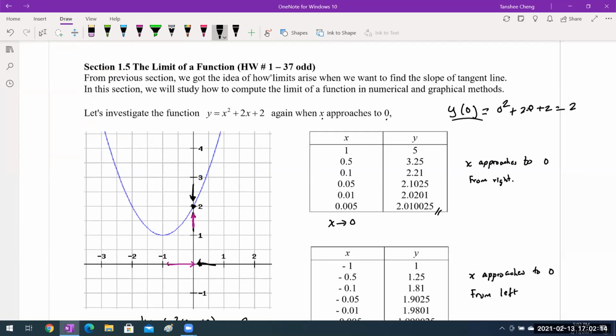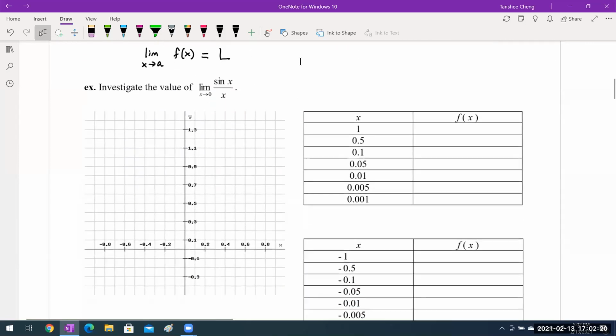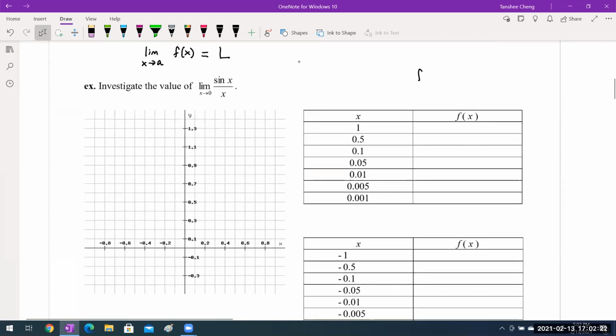The function's defined, okay? But in this example, my function is sine x over x, and I cannot find f of 0 because that will give me sine of 0 over 0. I know that sine of 0 is 0. 0 over 0, what is that value? We don't know. We haven't talked about it yet. It is called an indeterminate form. There are many indeterminate forms, and this is one of them. You will see more in Cal 2.